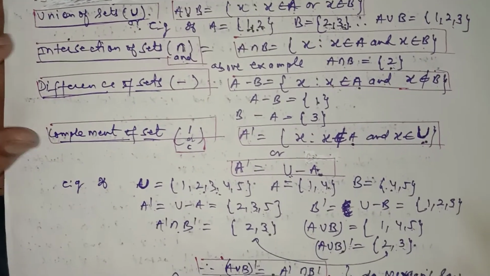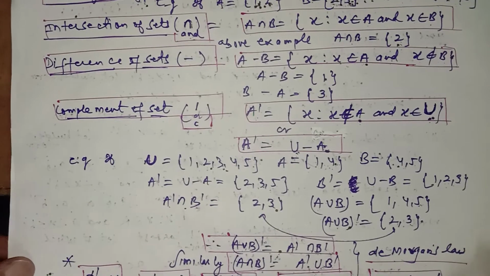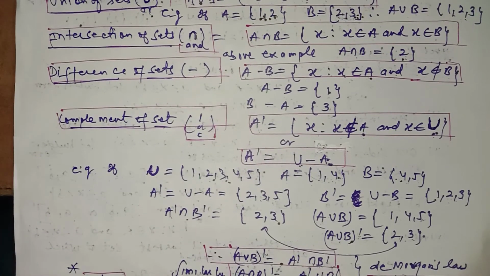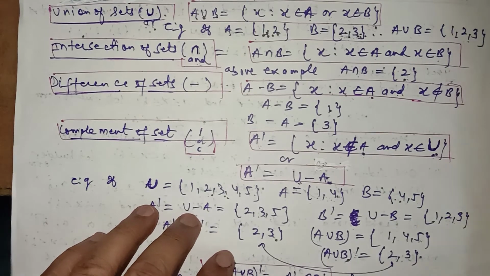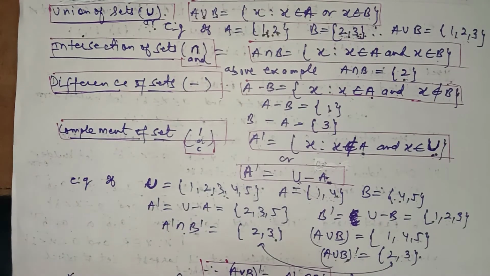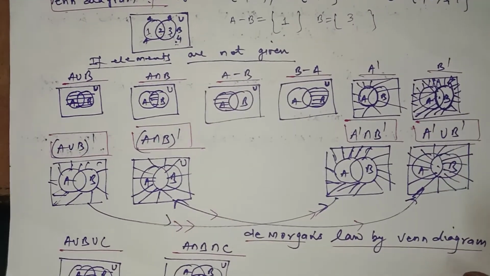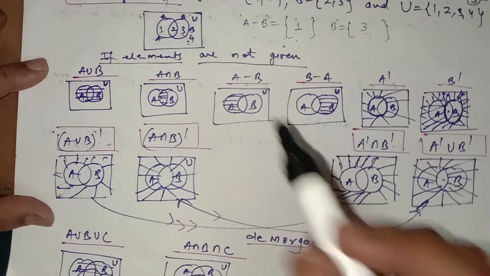So these are some definitions and the operations on the sets. After that we have Venn diagrams. Now what is a Venn diagram? A Venn diagram is the way of representing the elements in circles or rectangles like this.